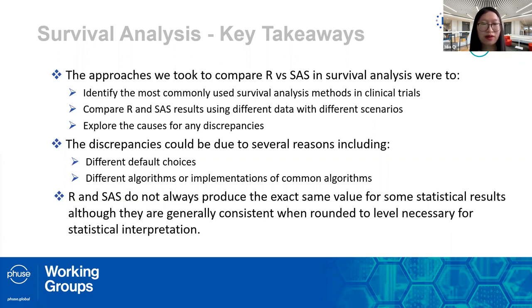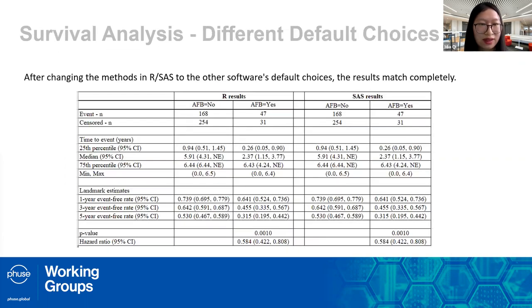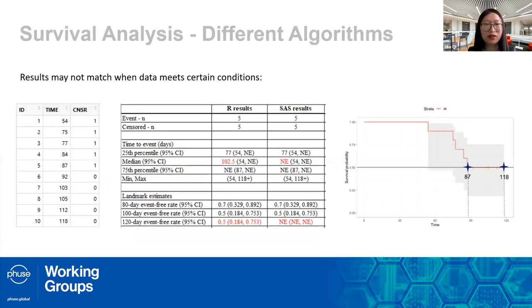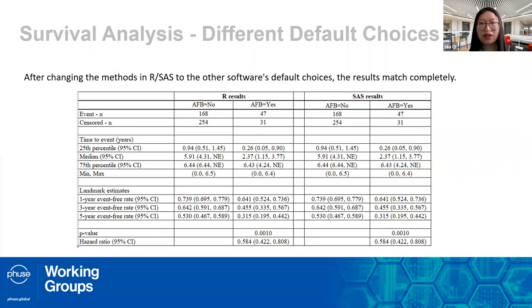So for example, for the different default choices, Michael, could you please move to the next slide? Next one, please. Yeah, thank you. This one. So for example, the default tie handling method in R is called Efron. The default option in SAS for tie handling is called Breslow. So if ties exist in the data set, the hazard ratio and its confidence interval could be slightly different if you use R or SAS's default method.